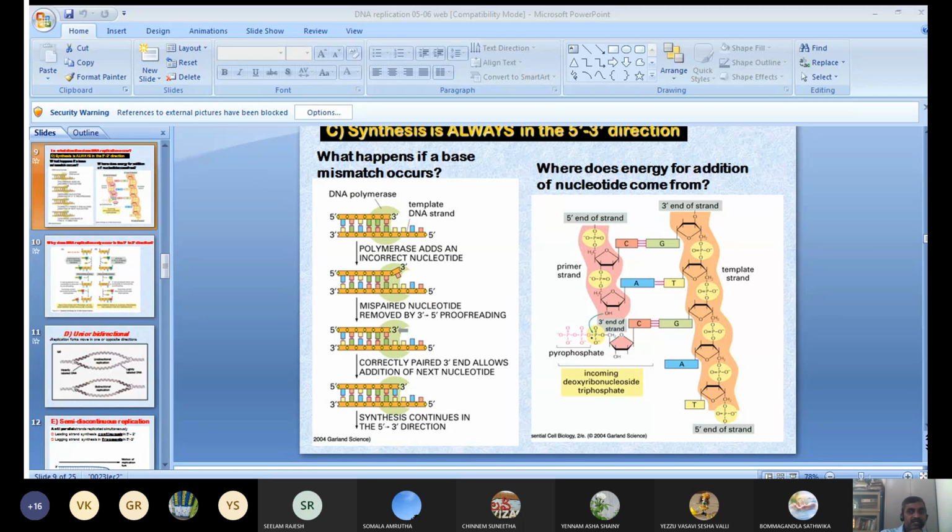Anyhow, the DNA polymerase sometimes makes mistakes. You see here, the DNA polymerase has added a nucleotide. We know this green always pairs with the pink, but you see that the pink is added to this, and yellow is always with the blue.